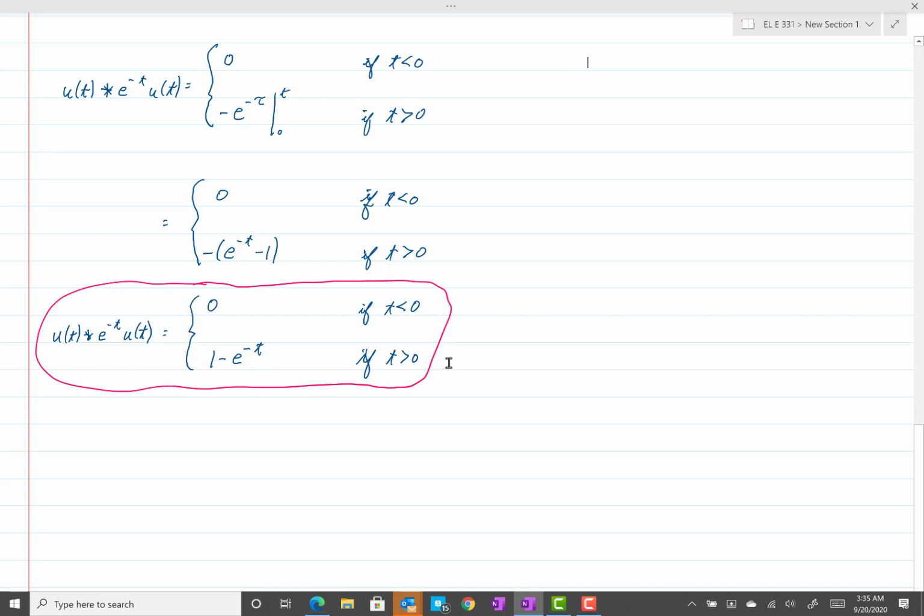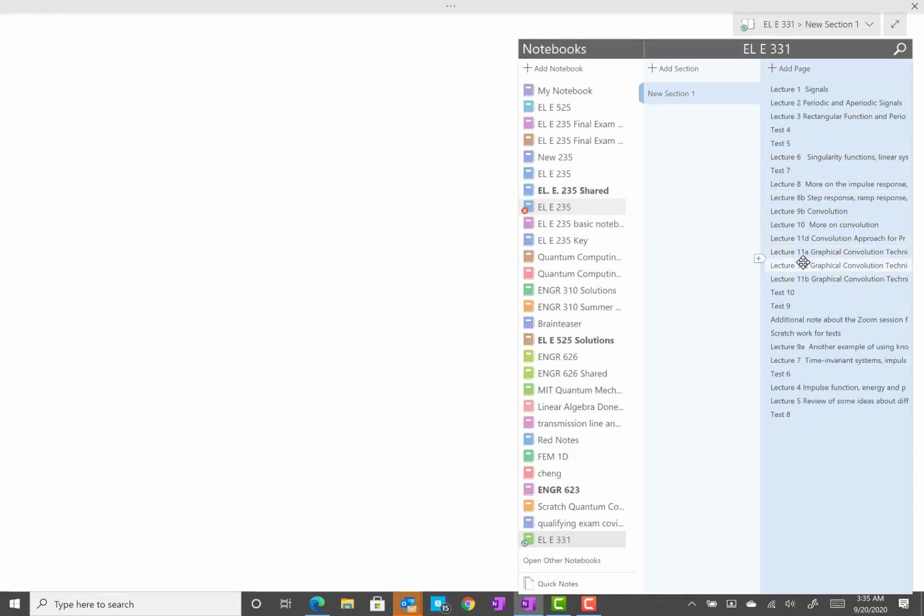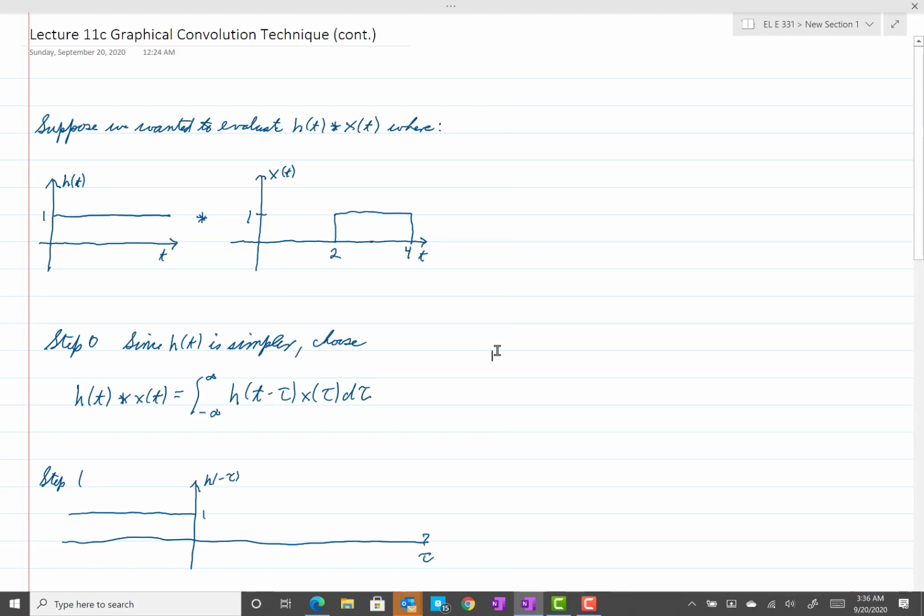And notice again, we can check for continuity at the point where these two regions connect with each other, which is at t equals 0. At t equals 0, this expression is equal to 0, and at t equals 0, this expression is also equal to 0. So there is continuity. And so that's the end of our second example. And now we'll go to our most complicated example in lecture 11, which will be C.